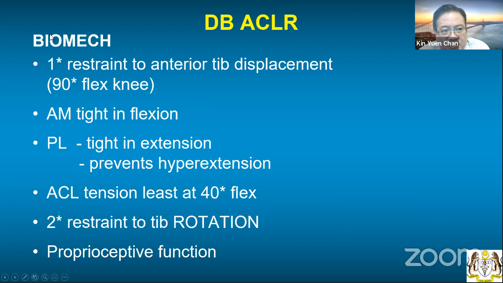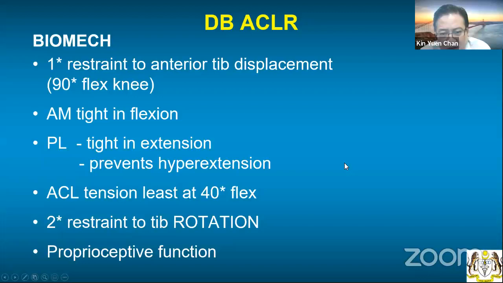The job of the ACL is to act as a primary restraint, particularly to anterior tibial displacement, especially at 90 degrees flexion of the knee. The AM and PL function slightly differently. In flexion, the AM is tight, and in extension, the posterolateral is tight. This prevents hyperextension of the knee and also allows the knee to rotate when it's flexed. The ACL tension is least at about 40 degrees flexion, and it is also a secondary restraint to tibial rotation. Quite importantly, there is also the proprioceptive function of a normal ACL, which is perhaps not mentioned a lot in the literature.